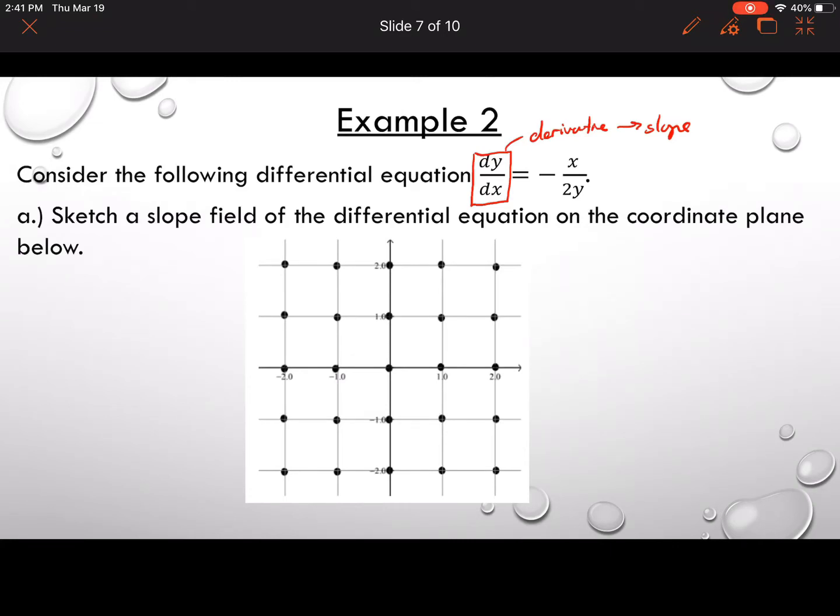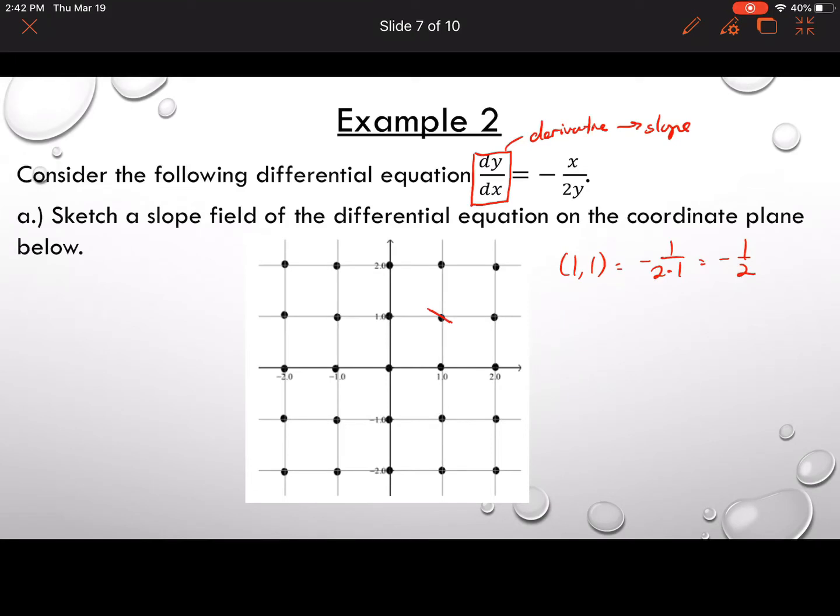So we're going to do a few together. For example, if we did (1, 1), remember, 1 is our x value, 1 is our y value. So 1 goes for x, 1 goes for y. So we get negative 1/2. So our slope at (1, 1) is negative 1/2. So we're going to draw a mini line at (1, 1). And what I mean by a mini line is, first we're going to draw a line with a slope of negative 1/2 at (1, 1). So a slope of negative 1/2, so it's probably going to be something like this.